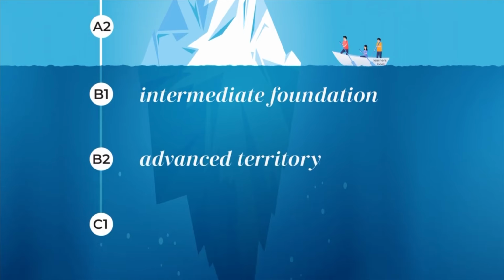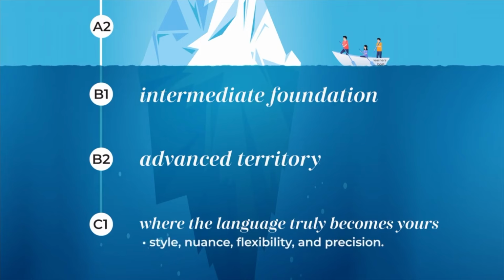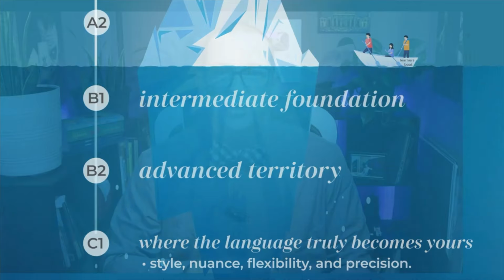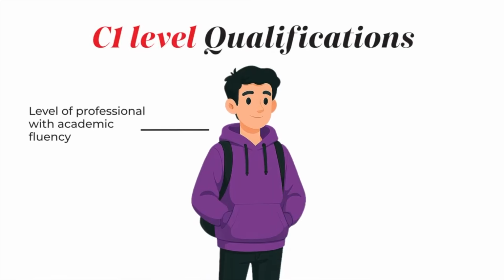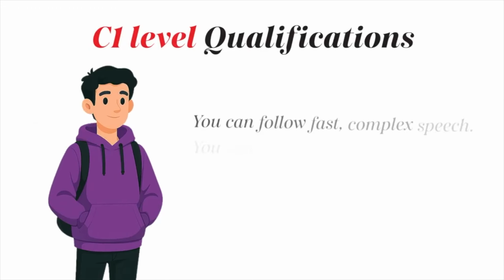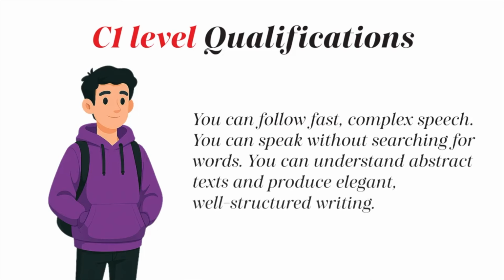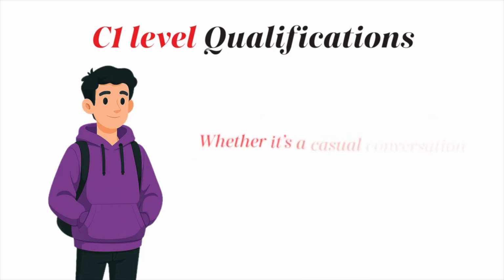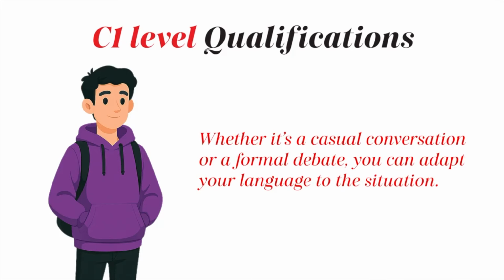Now we're entering C1, and this is where the language truly becomes yours. C1 is all about style, nuance, flexibility, and precision. You don't just speak German, you craft it. C1 is often described as the level of professional and academic fluency. You can follow fast, complex speech. You can speak without searching for words. You can understand abstract text and produce elegant, well-structured writing. Whether it's a casual conversation or a formal debate, you can adapt your language to the situation.